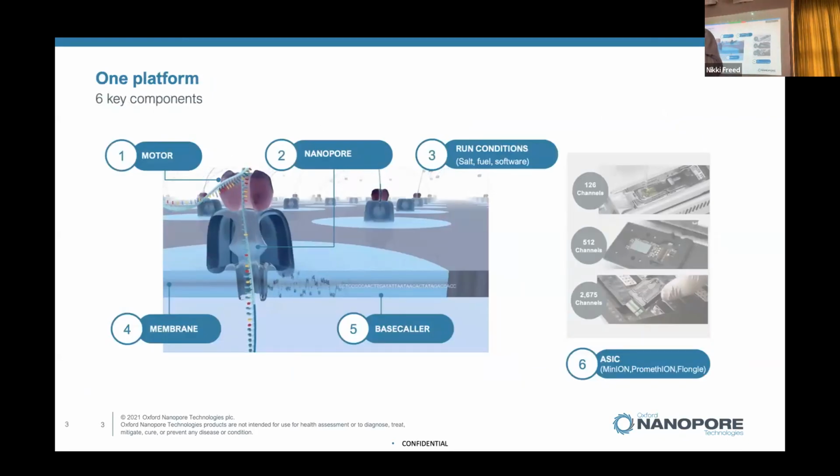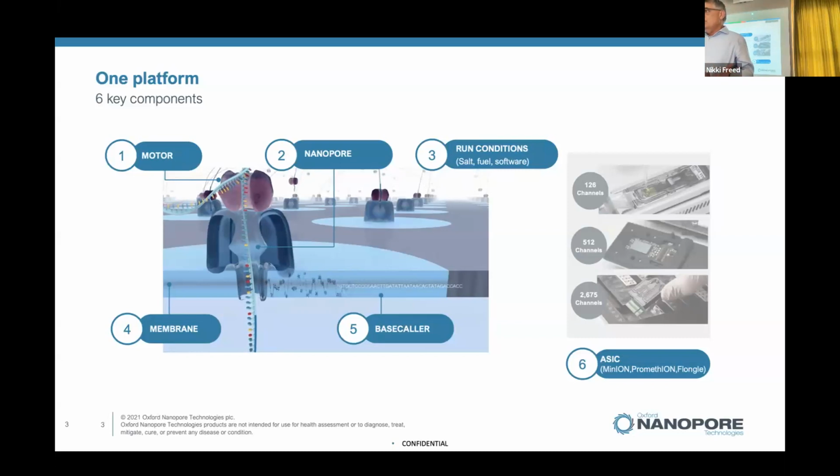So this is the core of our technology, and as Nikki said, it's a bacterial pore embedded in the synthetic membrane, and we apply a charge difference across that membrane, and that provides the electromotive force to drag the DNA or RNA through the pore. While that's happening, there's a flow of ions from one side of the membrane to the other, and that flow is disrupted by the shape of the nucleotides going through there. And with really advanced algorithms, we can deconvolute the analog squiggle plot and call bases and the modifications with training.